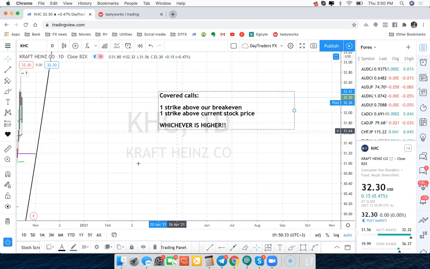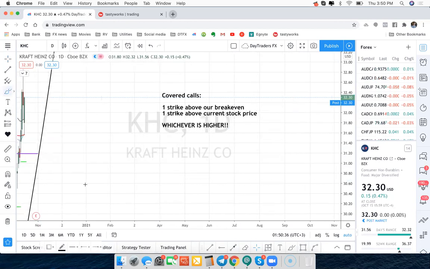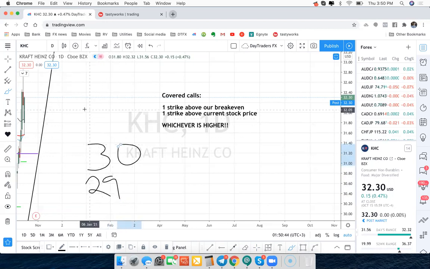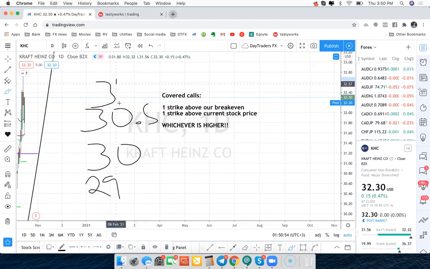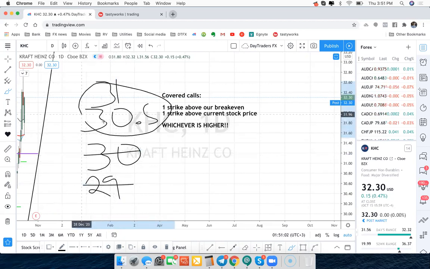So if our break even's $29 and the stock's trading at 30, we're going to sell an option at either 30.50 or at $31, whatever the next strike up is. Okay, so that's our break even. That's where the stock's trading. That's where we're selling our option. One strike above, whichever one of these two is higher, whether it's our break even or current stock price.